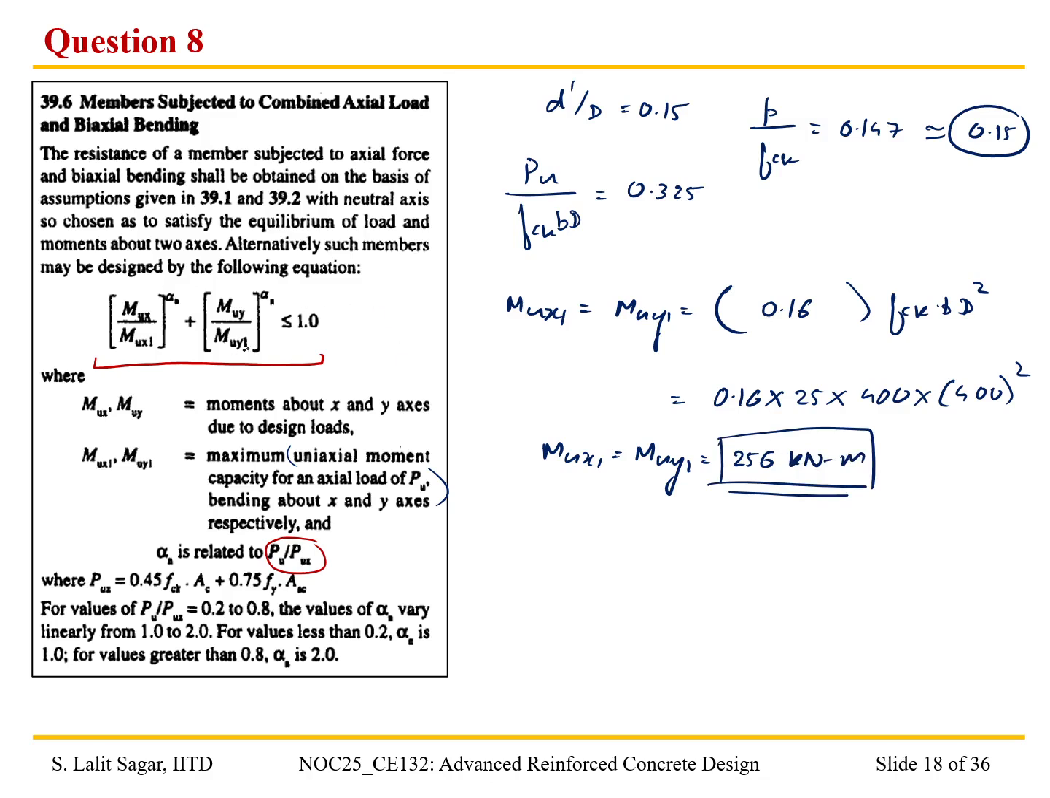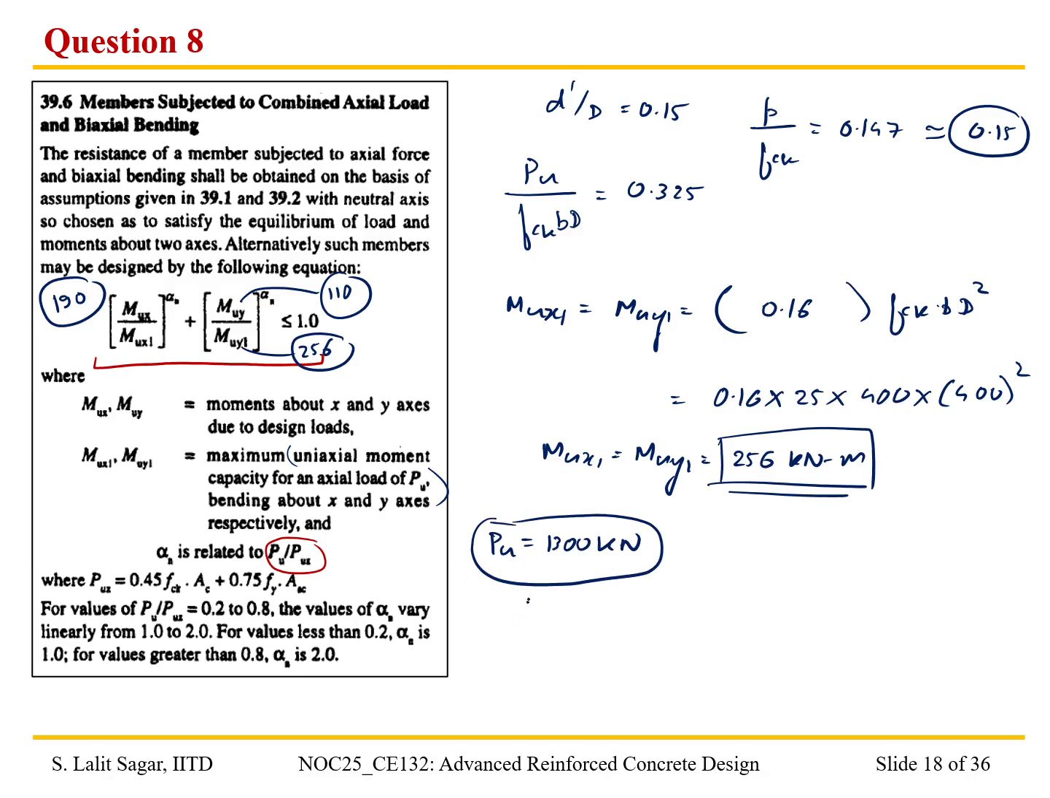256 kilonewton meter. Okay, that is the moment capacity. Now it has to satisfy this particular equation. So now we have the value of MUX, which is 190, and we have MUY, which is 110. Then we have MUX1 equal to MUY1, given by 256 kilonewton meter. The only thing remaining is alpha n. Alpha n is a function of Pu by Puz, and we know the value of Pu, 1300 kilonewton. We need to find out the value of Puz.